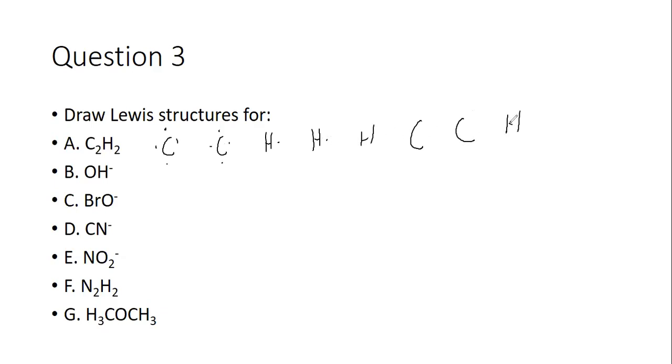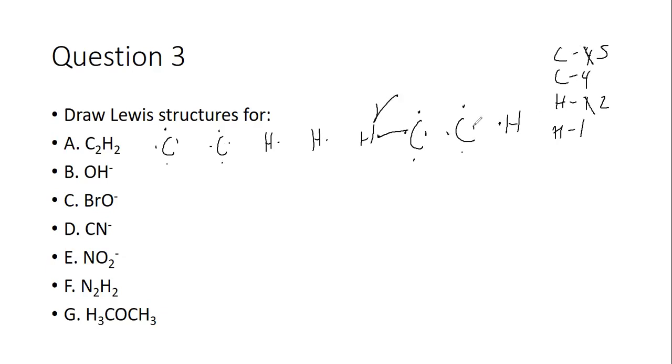So it's going to look something like that. Hydrogen has 1, carbon has 4, carbon has 4, hydrogen has 1. So let's keep our tally. We have carbon, carbon, hydrogen, hydrogen: 4, 4, 1, 1. All right, so make a single bond there. Hydrogen has 2, carbon has 5.